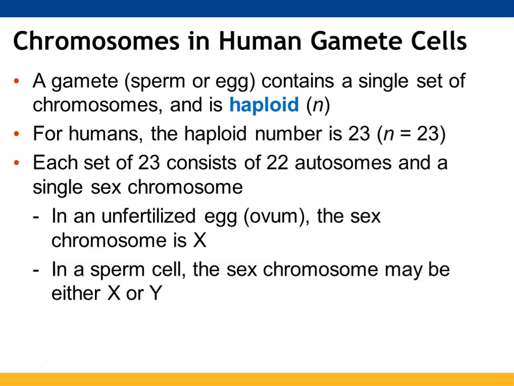In gametes, we have a haploid number of chromosomes, so that would be 23. You only have one chromosome from mom or dad for each of your 23 chromosomes. If it is an egg, the sex chromosome will be an X chromosome. If it is a sperm, the sex chromosome could be an X or it could be a Y chromosome. Of these 23 chromosomes, you're going to have 22 autosomes, those that do not identify gender, and then you have the one sex chromosome.